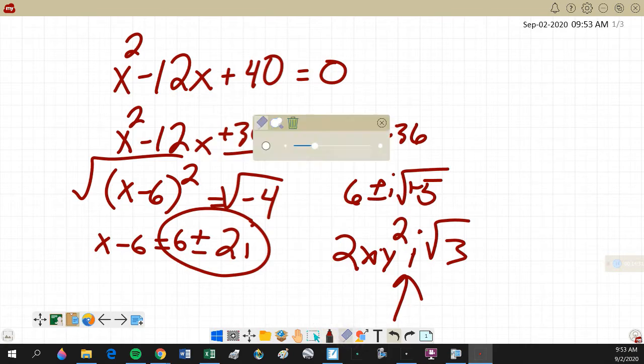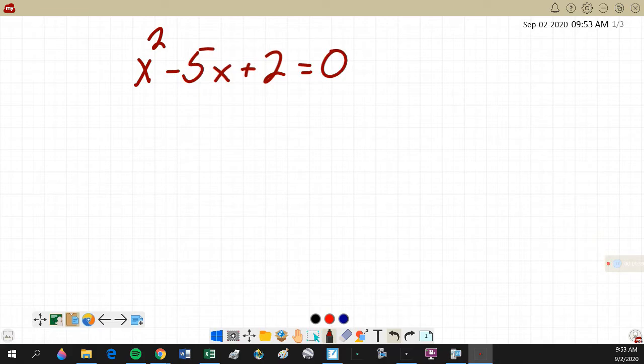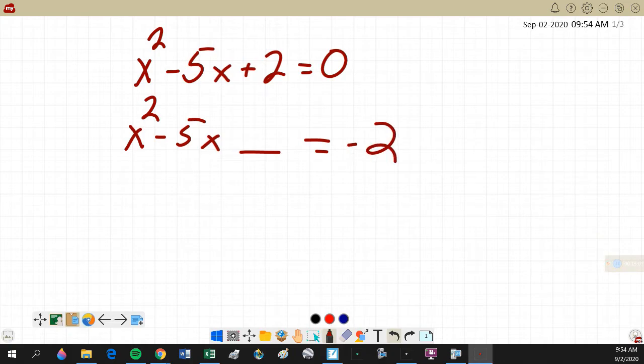All right, let's do a harder one. Why is that going to be harder? It's a 5. What's wrong with the 5? It doesn't cut in half very nicely. So, x squared minus 5x, leave a space, equals negative 2. And here's the trick. Stick with fractions. Don't do decimals. You can do decimals on your calculator, but fractions you can do much faster on paper.